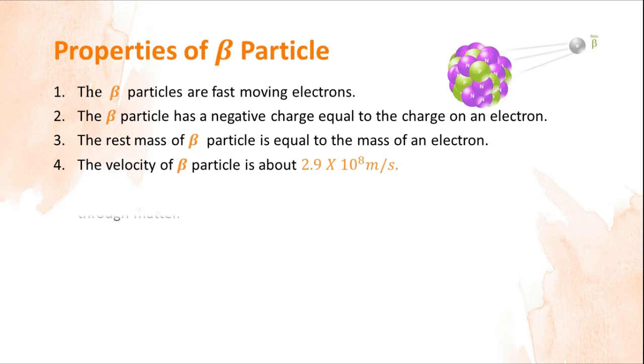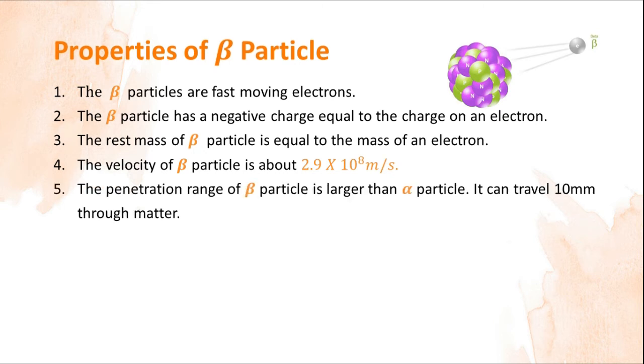So the velocity of the beta particle is much faster than the alpha particle. The next property is that the penetration range of beta particle is larger than alpha particle. It can travel 10 millimeters, which means up to 1 centimeter thickness of matter. If you keep 1 centimeter thickness of matter in front of beta, beta can pass through that matter. So it has a high penetration power as compared to the alpha particle.